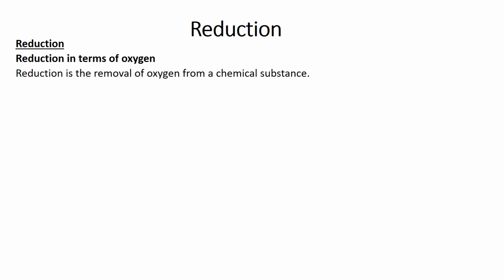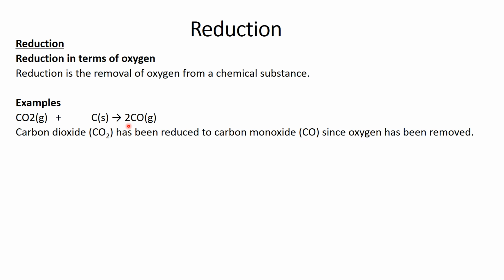Next, we look at the process called reduction. Reduction can also be defined in terms of oxygen, in terms of hydrogen, in terms of electrons. In terms of oxygen, it is the removal of oxygen from a chemical substance. Here are some examples. Carbon dioxide, when it reacts with carbon, forms carbon monoxide. So oxygen has been removed from carbon dioxide, so we can say carbon dioxide has been reduced.